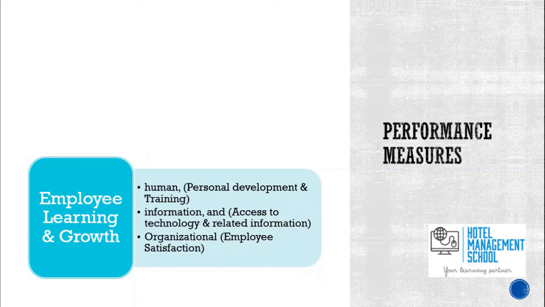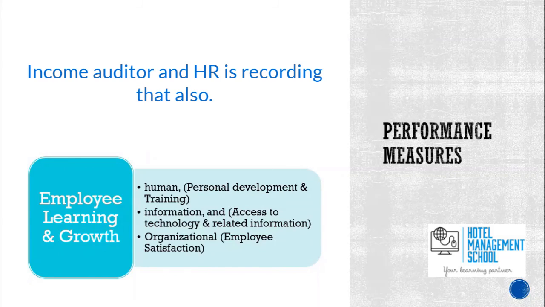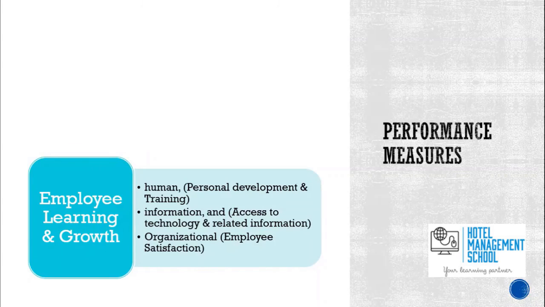How many times are these people making mistakes? How many times do they get bad feedback in the customer feedback? The income auditor is recording that, and HR is recording that also. Every time they compile the record and identify which employees got the training but are still doing a bad job. This is how they understand the effectiveness of training.